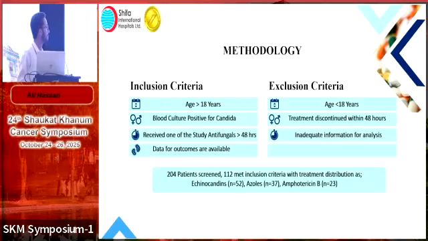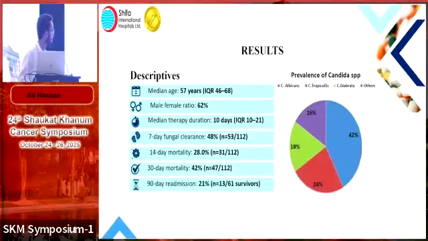With treatment distribution, 52 of the patients received echinocandins, and among echinocandins we have caspofungin. The only drug that we have in our hospital is caspofungin. So 52 patients received caspofungin. In azoles, there were two drugs, voriconazole and fluconazole. So 37 of the patients received azoles, and 23 patients received amphotericin B.